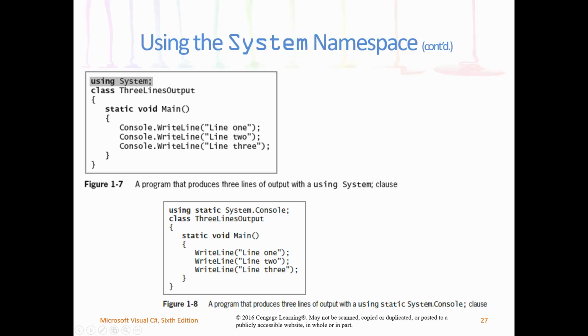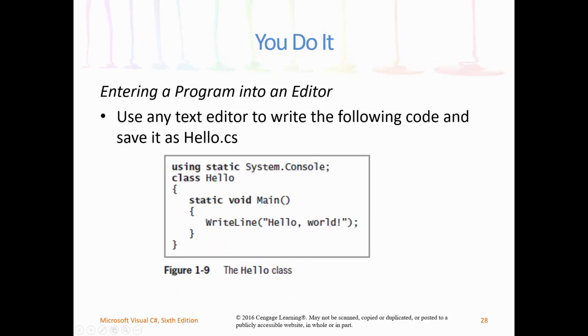All right, there's a thing with three lines of output. You can take a look at that. There's a You Do It exercise in here, and that You Do It exercise is on pages 20, 21, and 22. The author wants you to come in and put all this in.